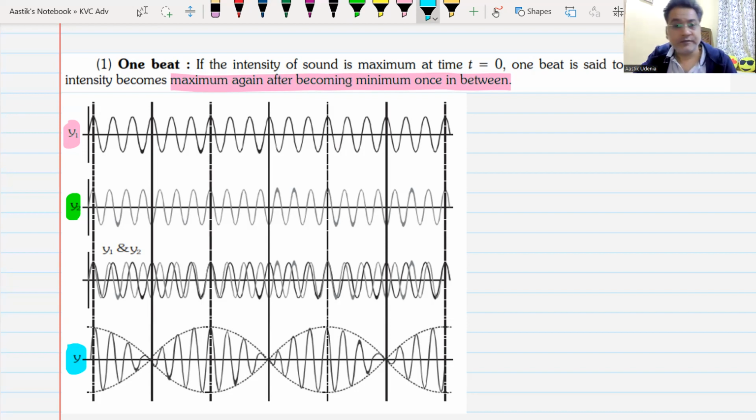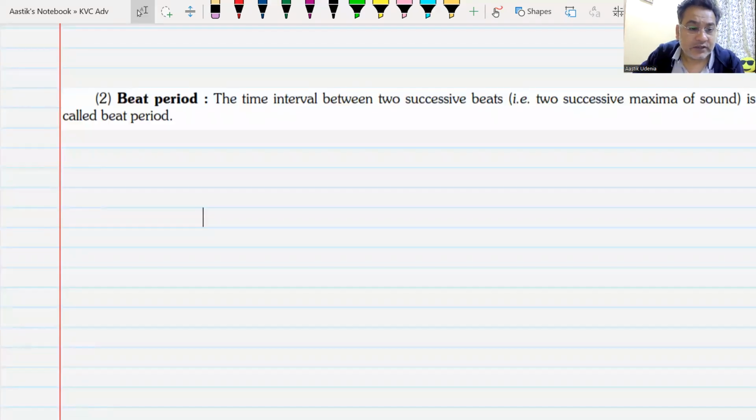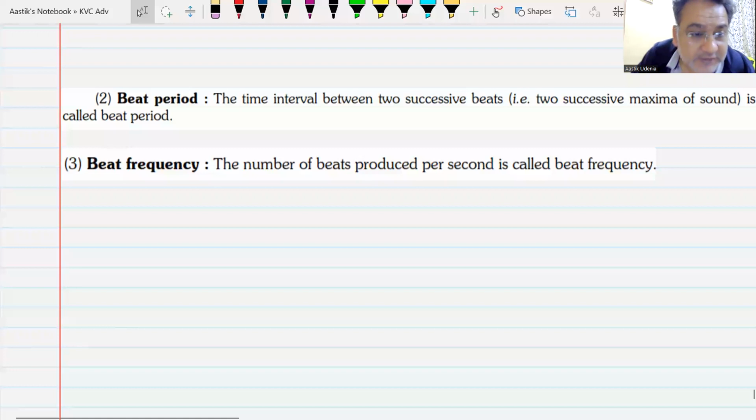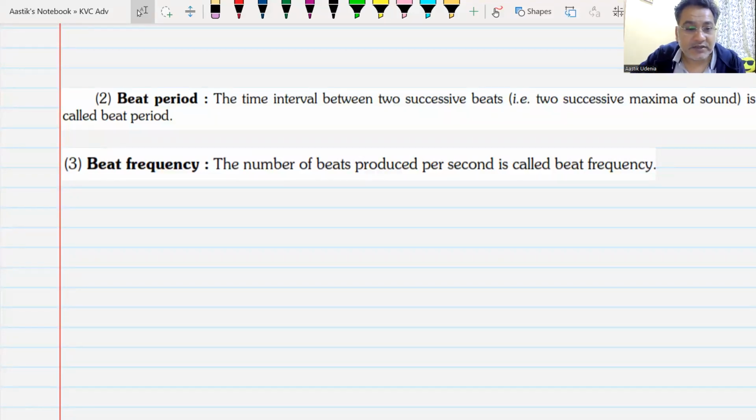The time period taken for one beat, the time period between two maxima, is known as the beat period. The inverse of that time is known as the beat frequency: the number of beats per second.